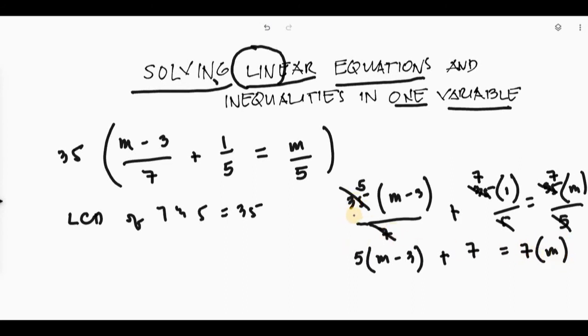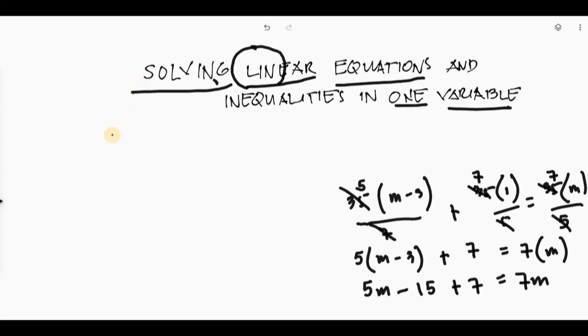Tapos, multiply na tayo ngayon. Okay? So, 5 times m, that will give us 5m, minus 5 times 3, that will give us 15, plus 7 equals 7m. Okay? So, erase muna natin to. Alright, so after natin na multiply, yung gagawin natin is to write into standard form.